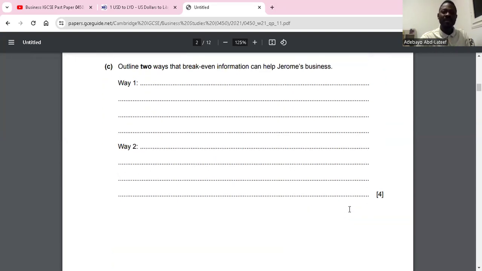Outline two ways that break-even information can help Jeremy's business. One, it helps to identify the margin of safety. You have to check what a break-even does. It identifies the margin of safety, which will be based on the 10,000 units that have to be produced or sold. Margin of safety is the current level minus the break-even. That's your break-even.